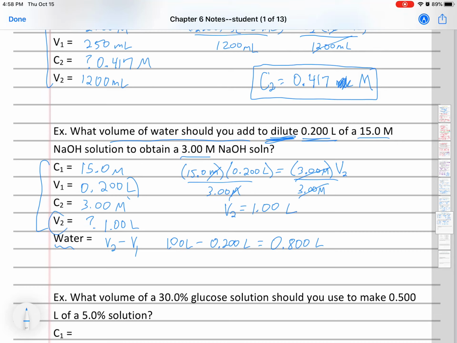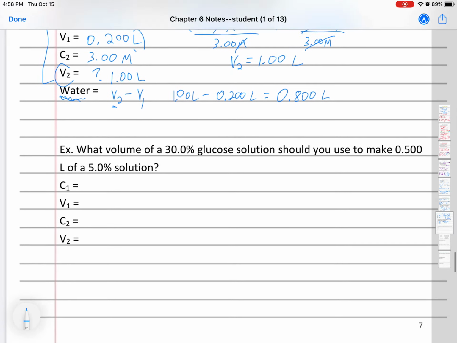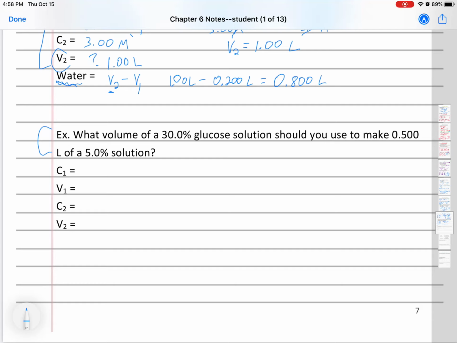So that means I need to add 0.800 liters of water in order to get a final volume of V2. So this question had that extra twist. It didn't ask you to solve the final volume. You had to solve the final volume, but it was asking you what volume of water you needed to add to get there. And to figure that out, you just do the final volume minus the initial volume to figure out how much volume of water you need to add.